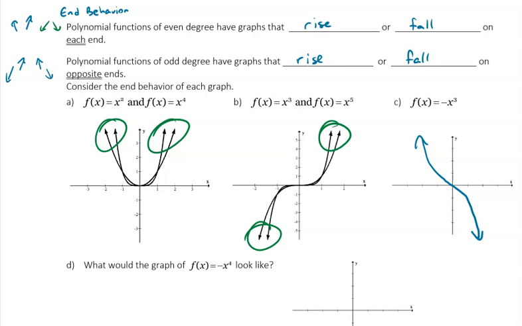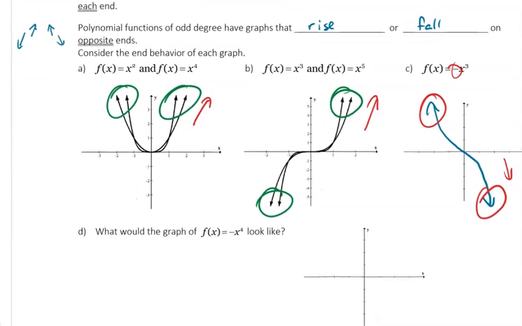Again, it's cubed, so we know that they should be going towards opposite directions. So the left is rising, the right is falling. But also notice that since we had that negative, the right side is now falling. For parts A and B, all of those were positive, and if you notice, it was rising to the right on both of those. A negative just means that the right side is going to be falling no matter what.